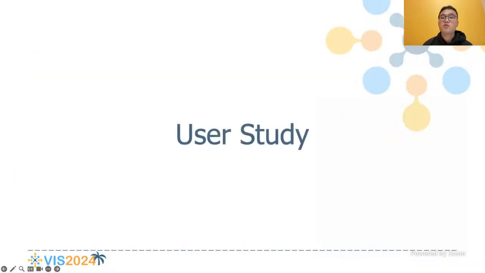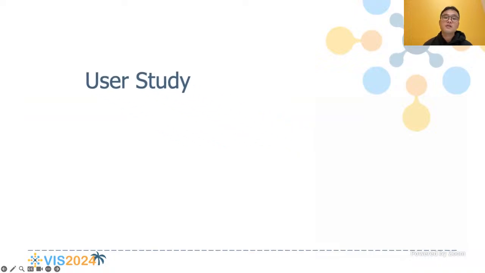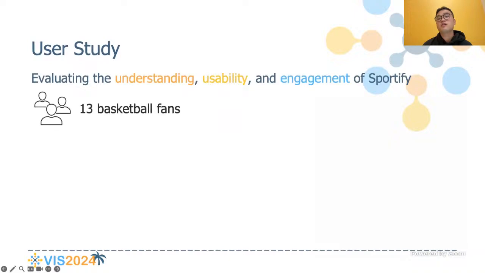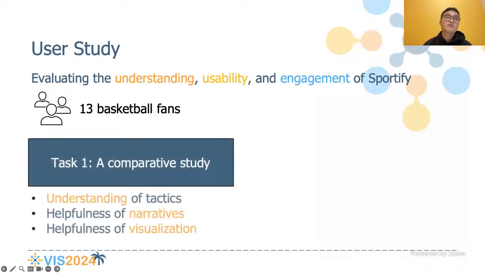Now let's explore the user study about how we evaluate our system. To evaluate the understanding, usability, and engagement of Sportify, we collected information about participants' background, such as fandom level, through the pre-study survey. And Task 1 was conducted to investigate the understanding of strategies and the helpfulness of the visualization and narratives.